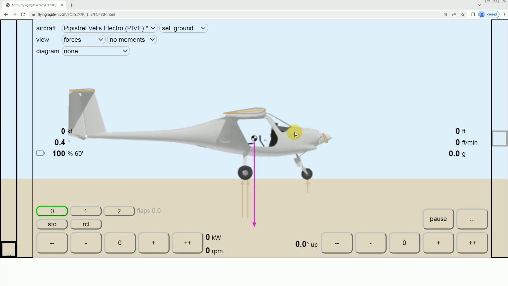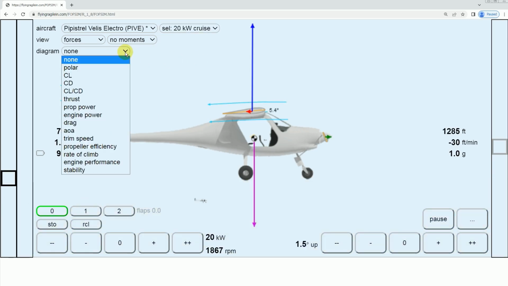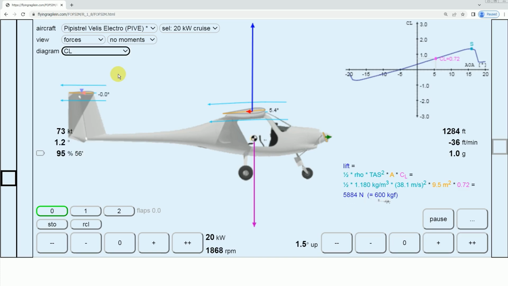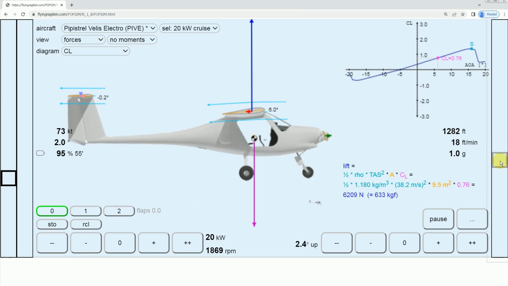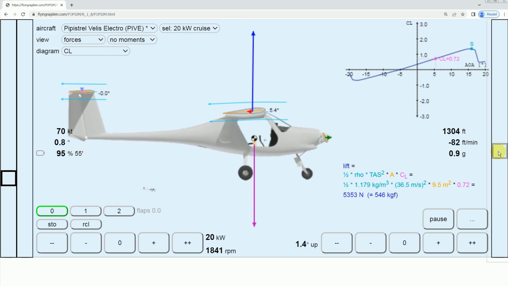Formula. The Live Lift Formula is shown together with the CL diagram. So let's select a cruise flight preset and the CL diagram. And here is the new live lift formula. Why is it called live? Well, because it changes in real time. So you can immediately see the effects of your control inputs.